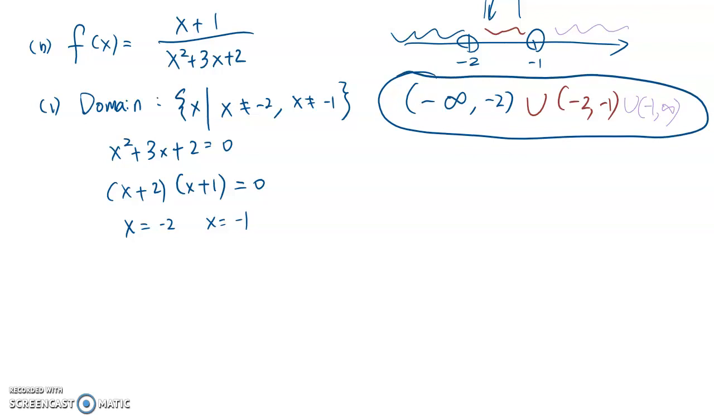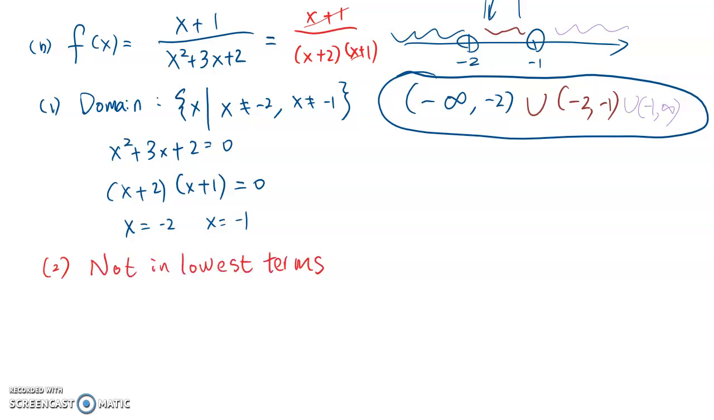Okay, second part, is this function in lowest terms? We just factor the denominator, right? So the top is x plus 1. The denominator is x plus 2 times x plus 1. And it's not in lowest terms because they have x plus 1 in common, right? So second, we say it's not in lowest terms. But can we cancel out x plus 1 from the numerator and the denominator?